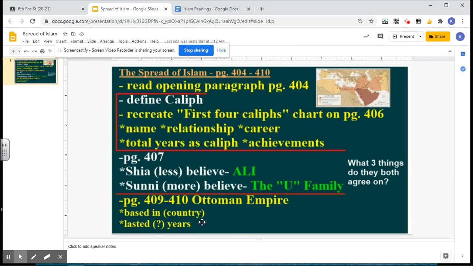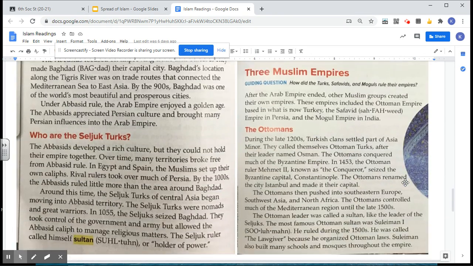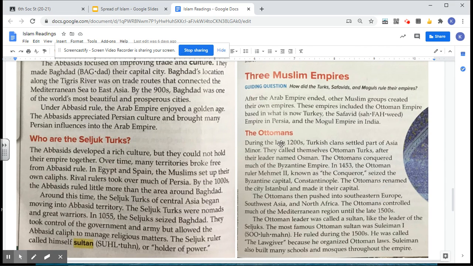And last but not least, here we'll talk about the Ottoman Empire. There's a lot to be said about the Ottoman Empire, but just for this piece, we needed to find out what country it was based in and how many years it lasted. So we can look really quick. Where it talks about the Ottomans, it says during the late 1200s, Turkish clans settled parts of Asia Minor and they called themselves the Ottoman Turks. And it goes into talking about all this stuff about the Ottoman Empire. So even from reading up here and down here, we should figure out that the modern day country of Turkey is where the Ottoman Empire was established.